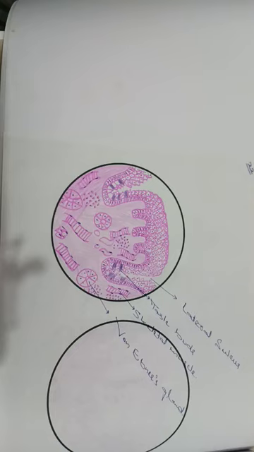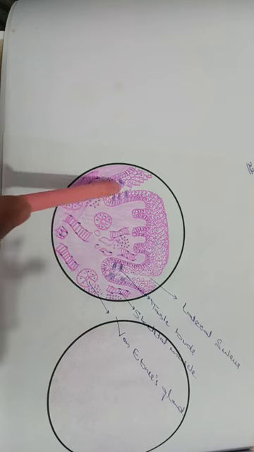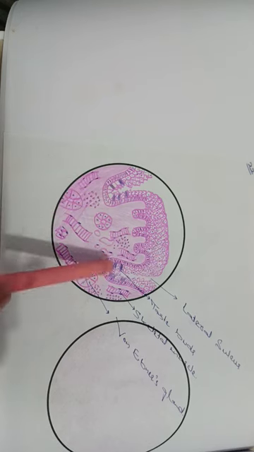Histology of tongue. These papillae are distributed anterior to the sulcus terminalis. The mucous membrane is lined by non-keratinized stratified squamous epithelium. The papillae are surrounded by a circular sulcus, and the wall of the sulcus contains numerous taste buds. You can see here, these are the taste buds.